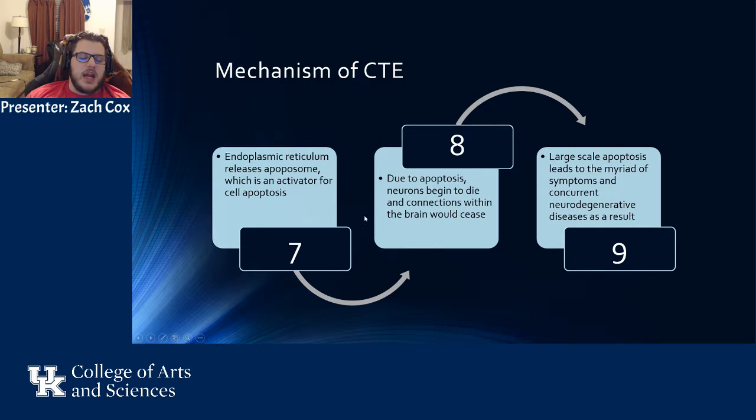Another one is caspase. That one is released whenever calcium enters the mitochondria. And so apoptosome and caspase, whenever they begin to be present within the cell cytosol, that's when you're going to start seeing apoptosis. And then when that happens, neurons begin to die. Connections within the brain cease, and so you just no longer have a connection between those components of the brain. And then the apoptosis begins to progress even further, and that's how you get the severe symptoms of CTE.